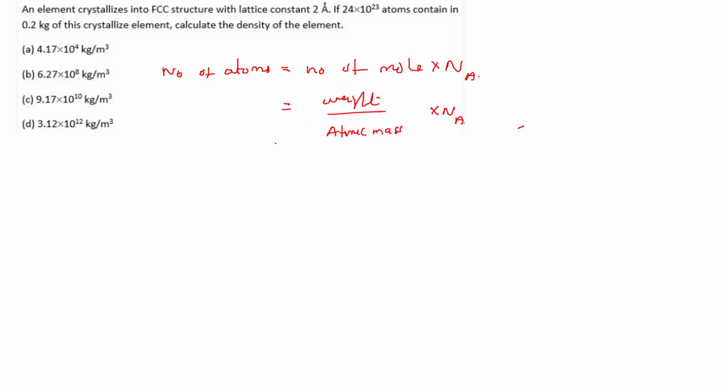Okay, so number of atoms, this is something you have to remember, just like a history point in this problem. Number of atoms is equal to number of moles into Avogadro number. Number of moles you can write as weight divided by atomic mass. Weight is given, number of atoms is given, Avogadro number you know, so calculate the atomic mass.